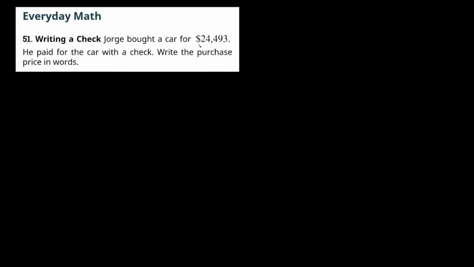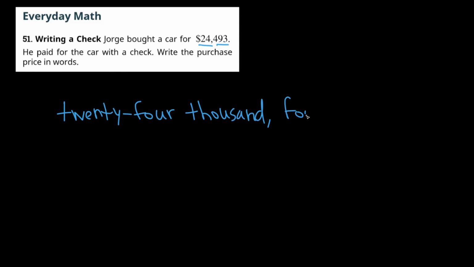Let's start with the first number in the period. We have 24. In words, we have 24,000. Separate it with a comma. 493 ones, or just 493.